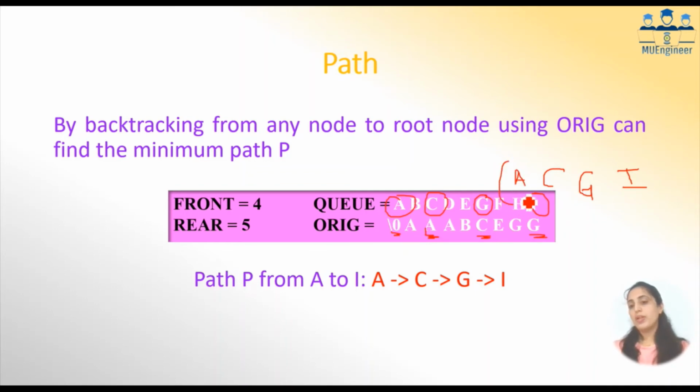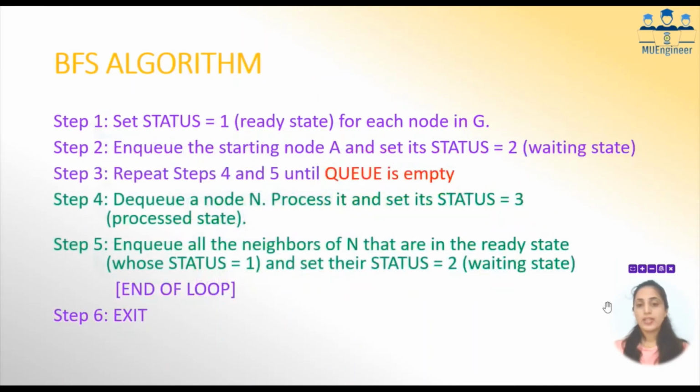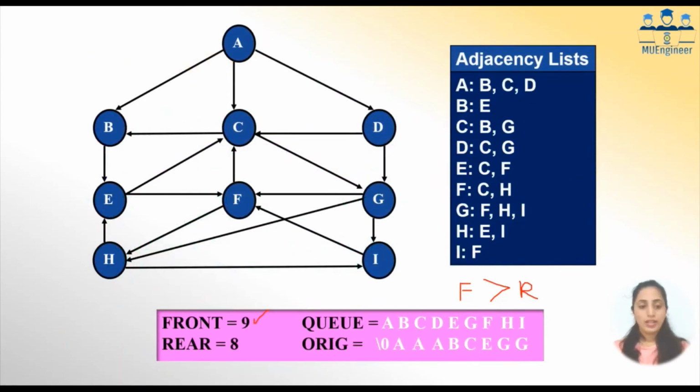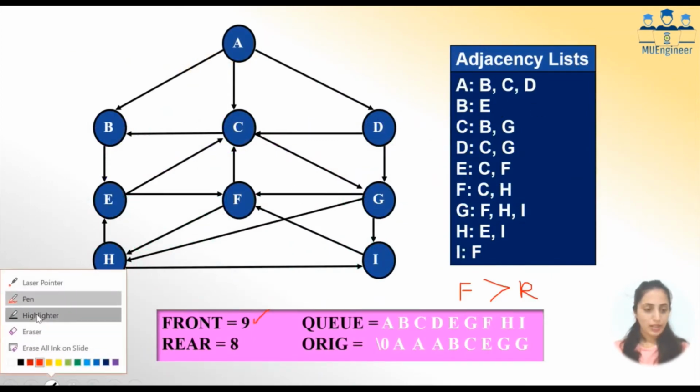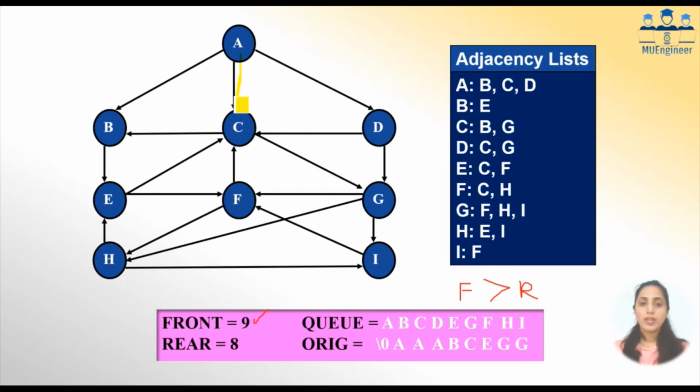So I will stop. Now I can say A to I is this path. A to C, C to G, G to I. If we just go and check A to C, C to G and G to I, that means this is the path. A to C, C to G and G to I.